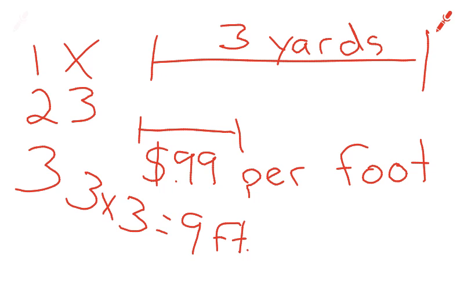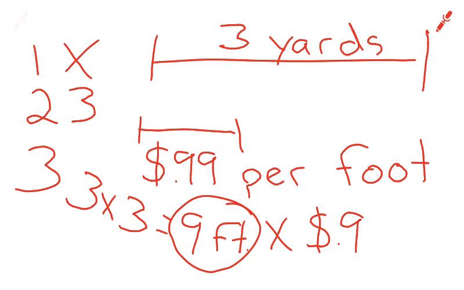That's not our answer though. That just tells us how many feet she bought. Now what you need to do is multiply 9 feet times the price, which was 99 cents for each foot. And when you do that, you're going to have your answer.